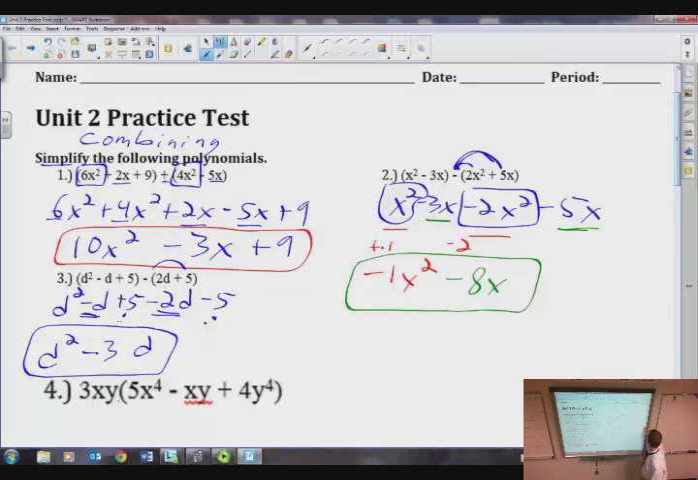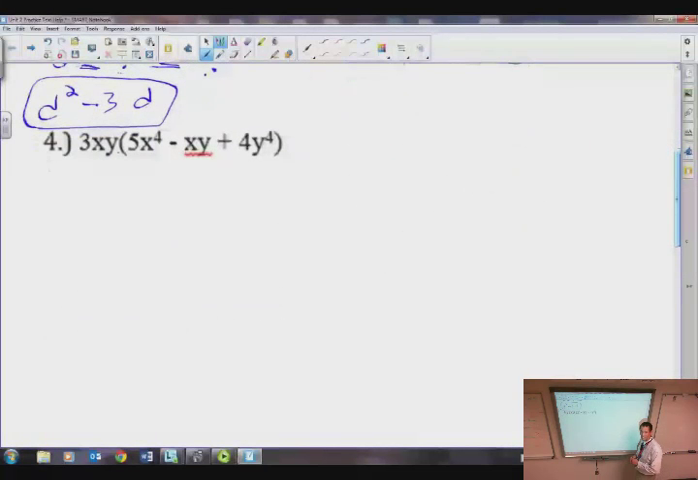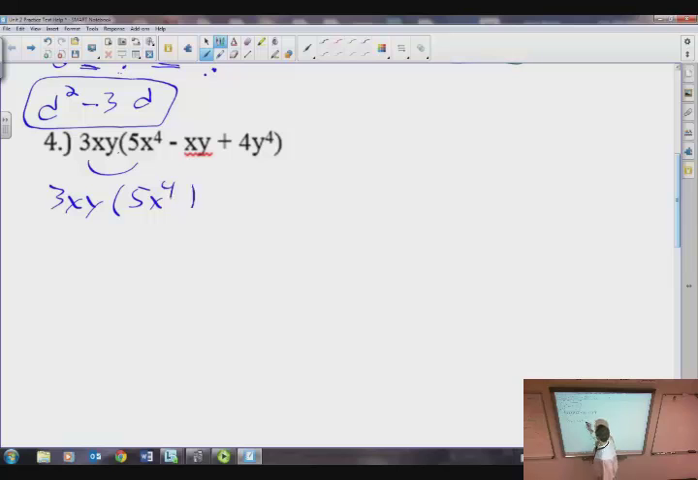Okay, so jumping here to number 4 now. We got a lot of multiplication going on in this guy. Holy cow. So we're going to do 3xy times 5x to the 4th. I'm actually going to write this out because I make mistakes unless I write it out. So I'm going to do 3xy times 5x to the 4th. Then I'm going to do plus another 3xy times a negative xy.